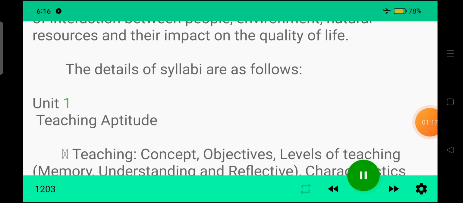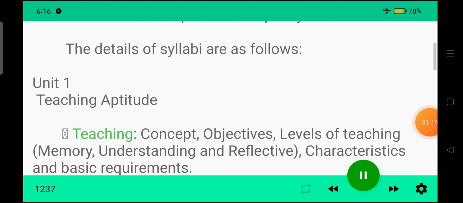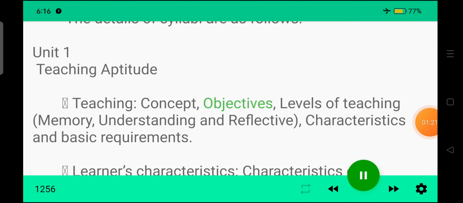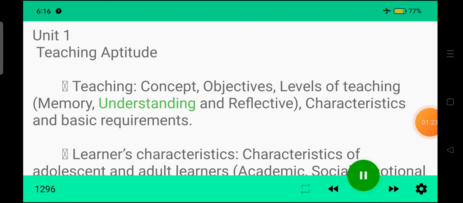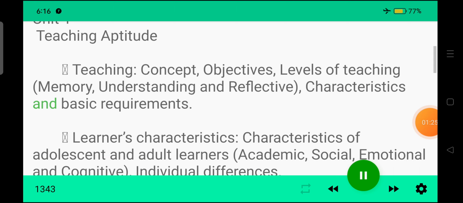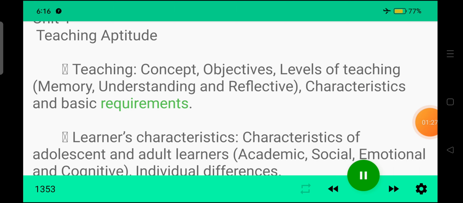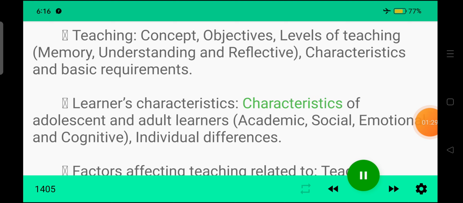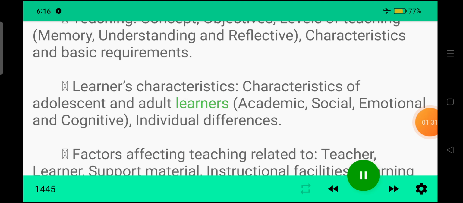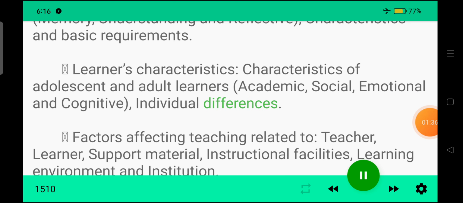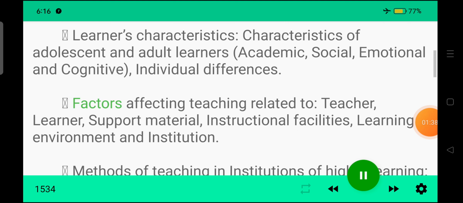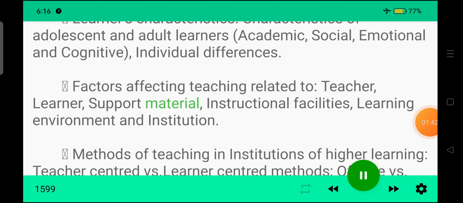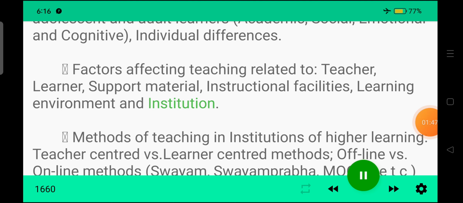Unit 1. Teaching aptitude. Teaching, concept, objectives, levels of teaching, memory, understanding and reflective characteristics and basic requirements. Learners' characteristics, characteristics of adolescent and adult learners, academic, social, emotional and cognitive individual differences. Factors affecting teaching related to teacher, learner, support material, instructional facilities, learning environment and institution.